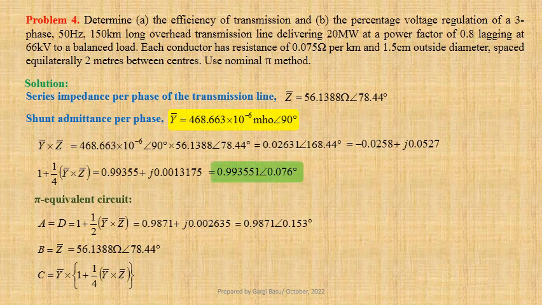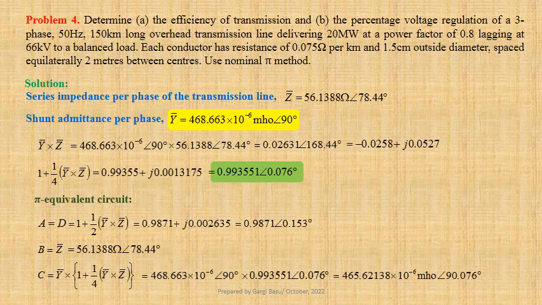Using values we get 468.663 × 10^-6 ∠90° × 0.993551 ∠0.076°. That gives us 465.62138 × 10^-6 mho ∠90.076°.